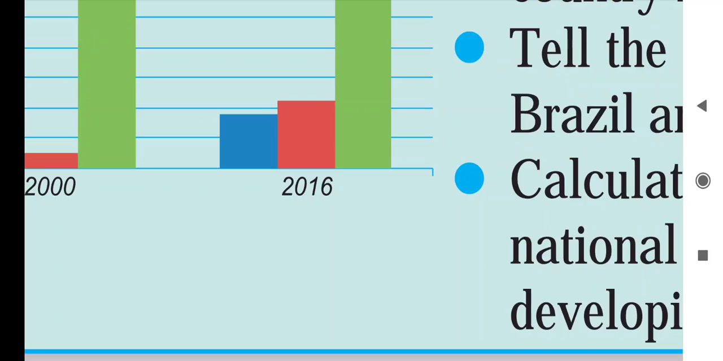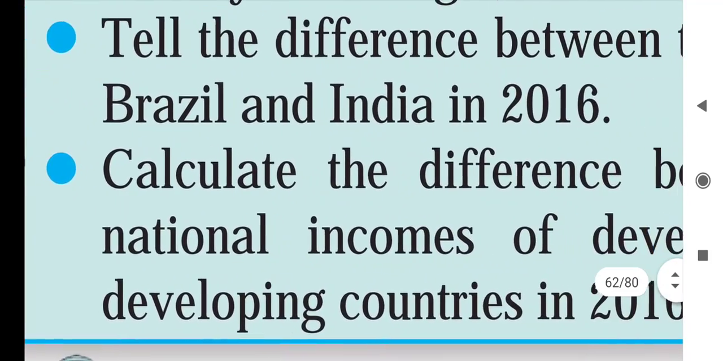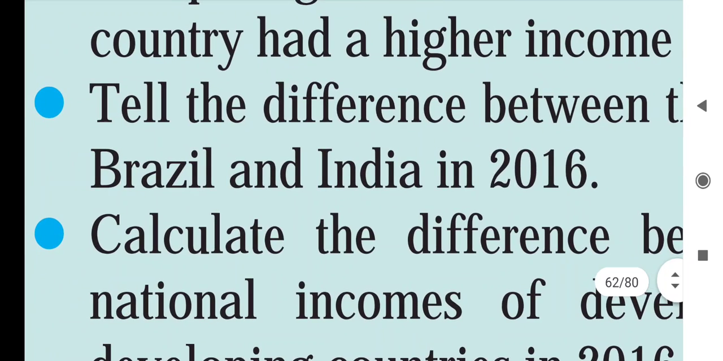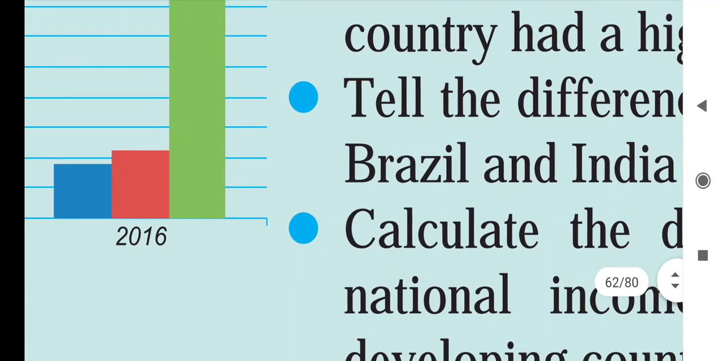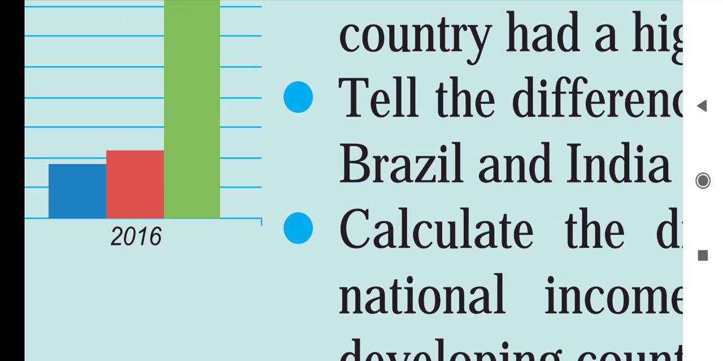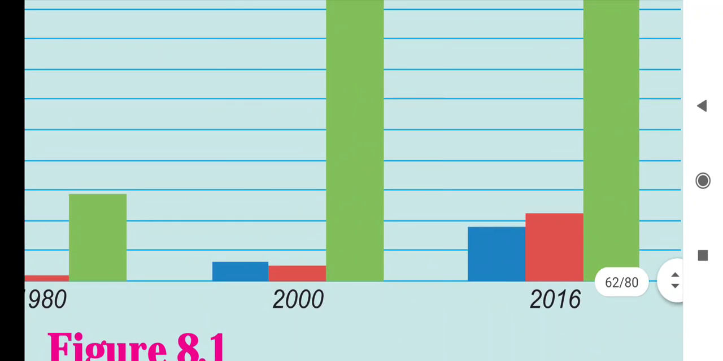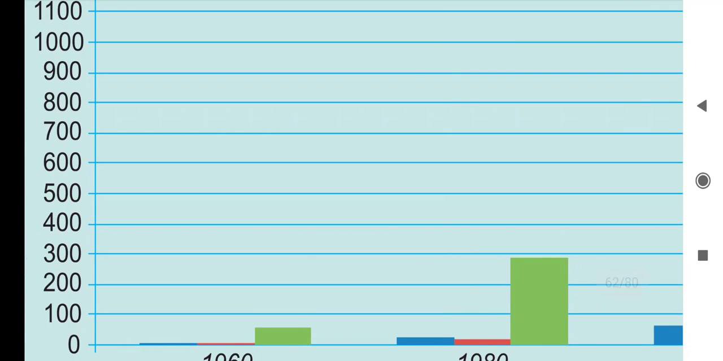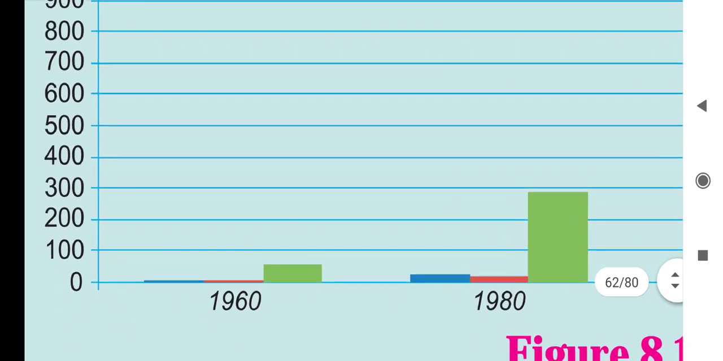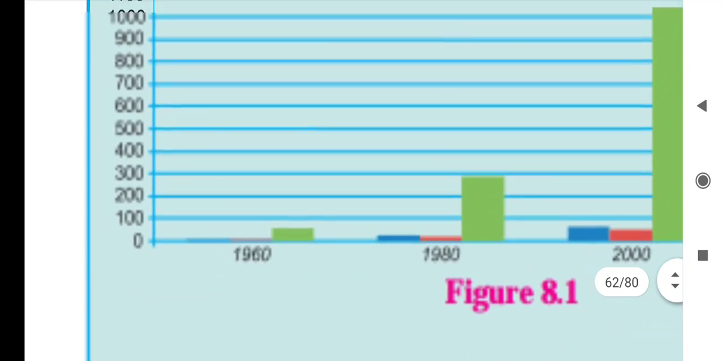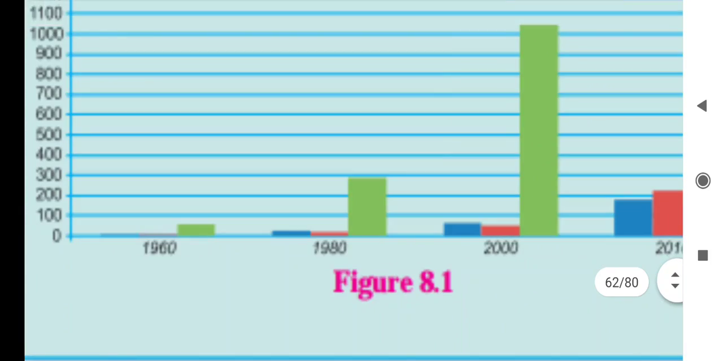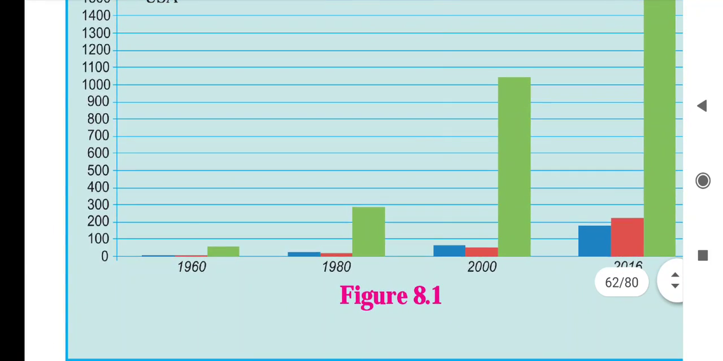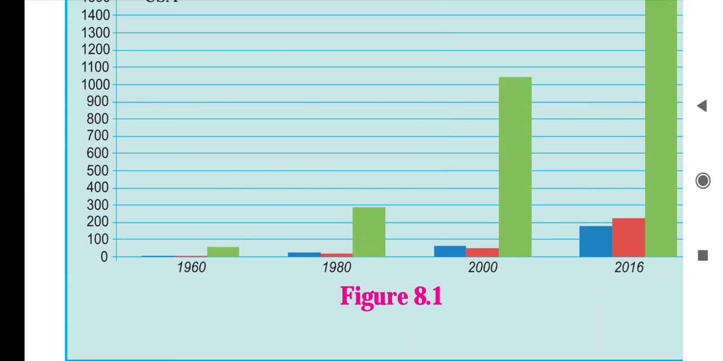Next is given: tell the difference between the GNP of Brazil and India in 2016. So we have to take out the 2016 GNP difference. How to take out the difference? So see here, US dollars are given. First we have to see 2016. Now see, India. Suppose India has crossed $200 million, and Brazil is less.